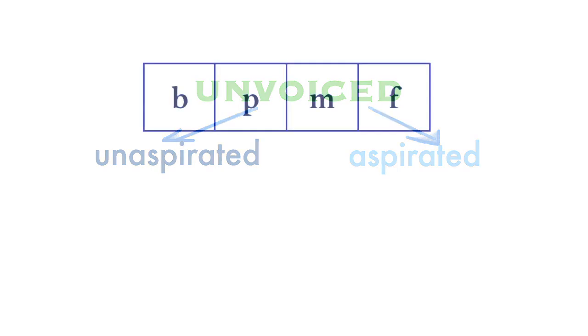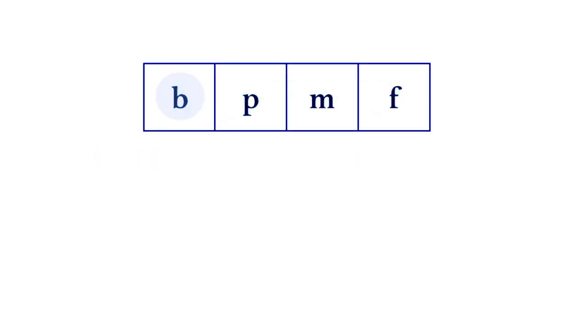Let's compare the first two, bo and po. Both bo and po are unvoiced. The difference is that bo is unaspirated, while po is aspirated. Bo. The problem for most people is, when they try to say bo, they end up saying bo as in b in baby. Bo, bo.